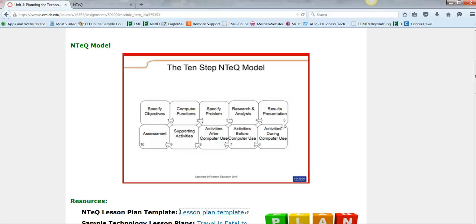You also have to think about what activities you want to do when the students are using the computers, before they use them, and after they use them. These three activities are real important because it kind of forces you to make sure that the use of technology is deliberate and purposeful for your learners. Step 9 is the supporting activities that would go along with the activities that they will be doing during, before, and after using the computer.